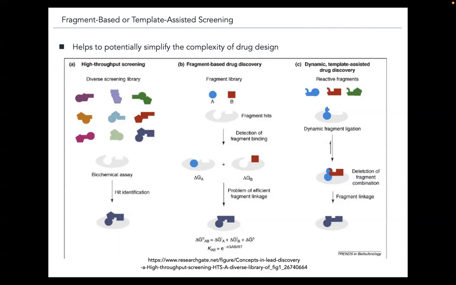And then you have dynamic template-assisted drug discovery, where you have what they call dynamic fragment ligation. You have a fragment that's really tightly bound to the macromolecular target, and then you subject that to a series of other possible fragments, and you look for binding that way.